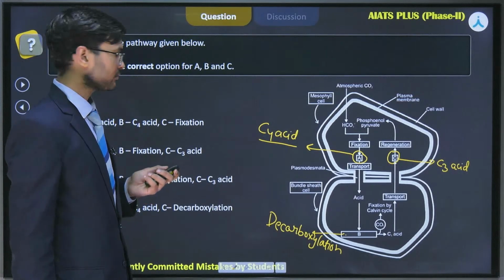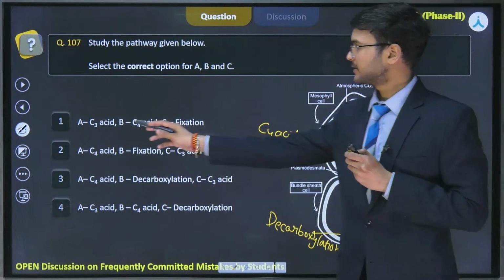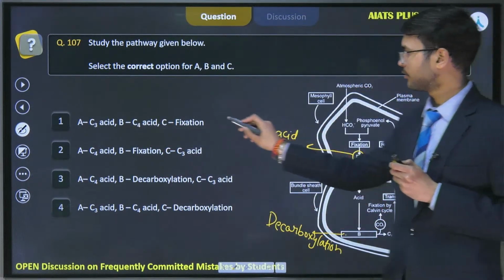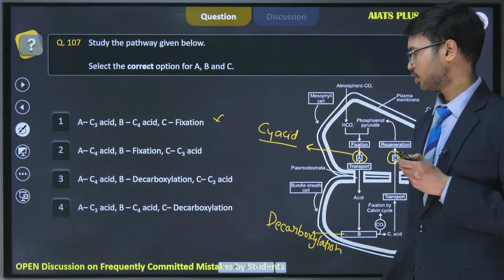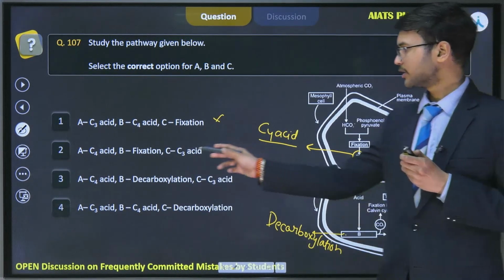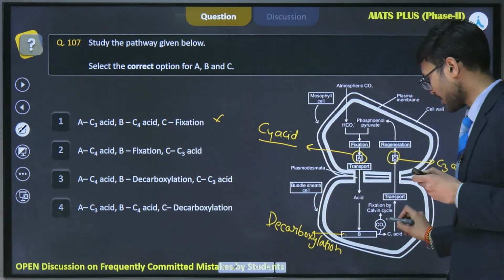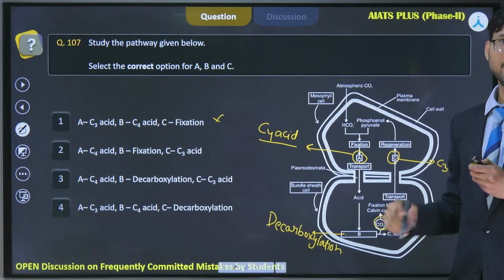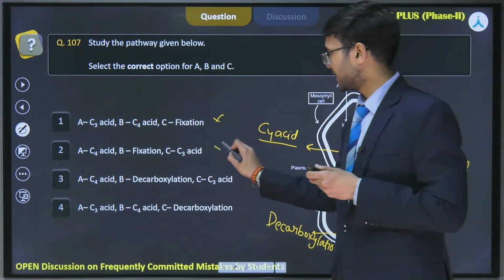Okay, so let's see the options. A is a C3 acid, which is incorrect, so the first option is incorrect. The second option says that A is C4, okay, and B is a process of fixation. No, it's a process of decarboxylation, where one carbon dioxide molecule is removed from a C4 acid, which can be malate or aspartate. So this option is incorrect.